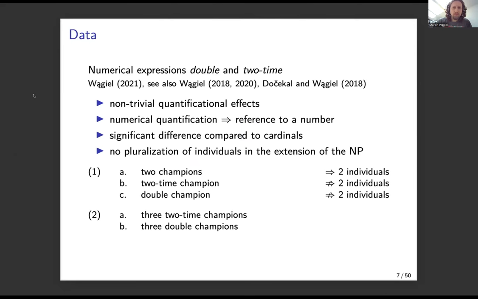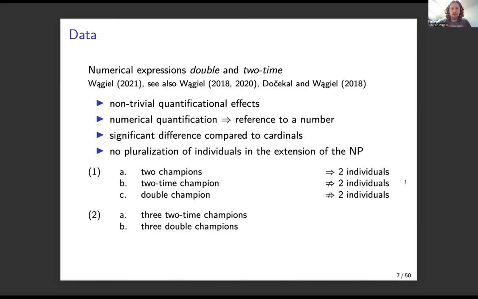In recent work on numerical expressions such as double and two-time, it has been observed that these show non-trivial quantificational effects. Though they involve numeric quantification, which means that at some level they refer to a number, they show significant difference compared to cardinals in that they do not seem to count individuals in the extension of the modified noun. If you look at 1A, "two champions" would be true of two individuals, or a pair of individuals, that have the property of being a champion.